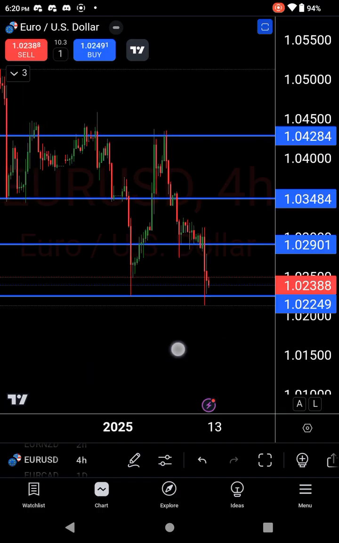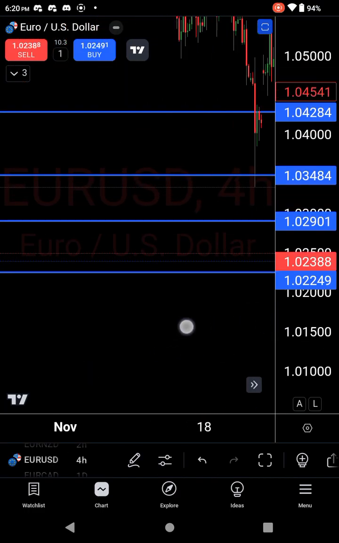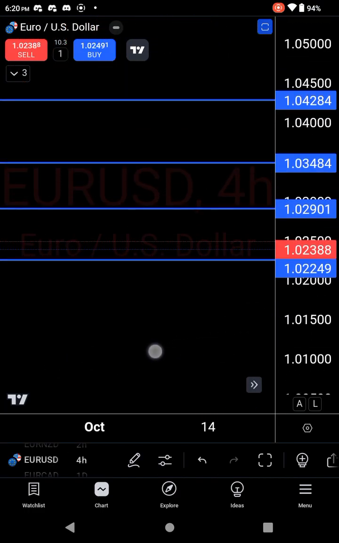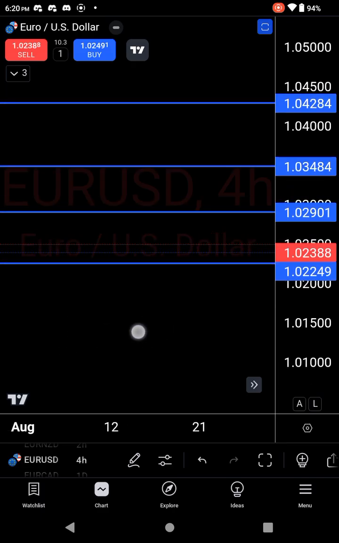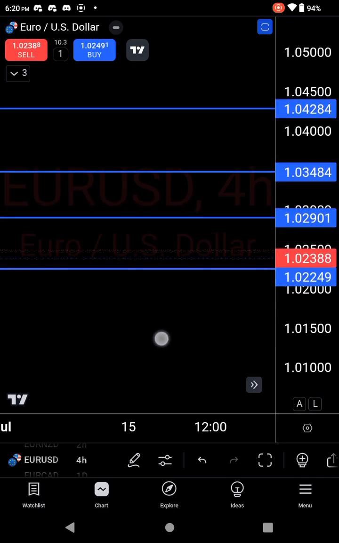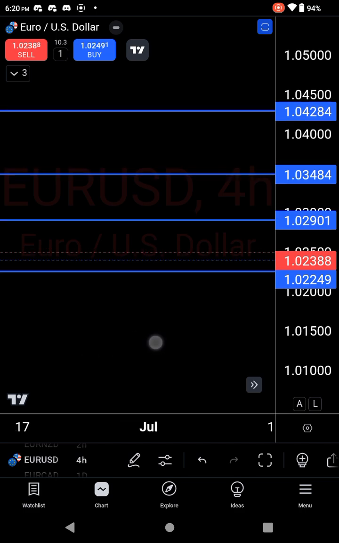What I would do now is travel all the way to the left to where I find the next price action taking place to the left. All right.